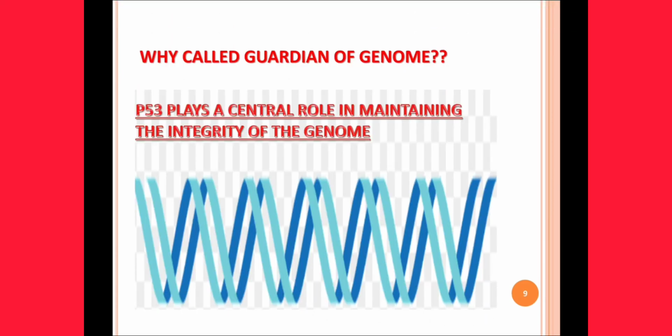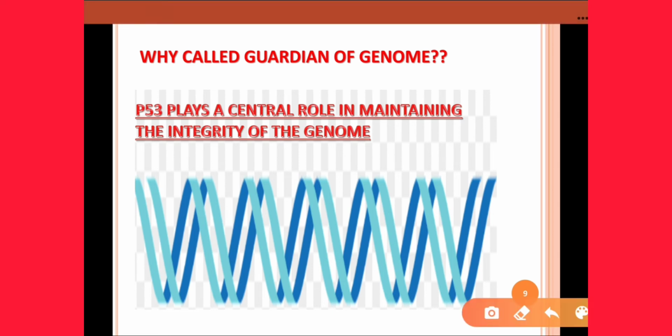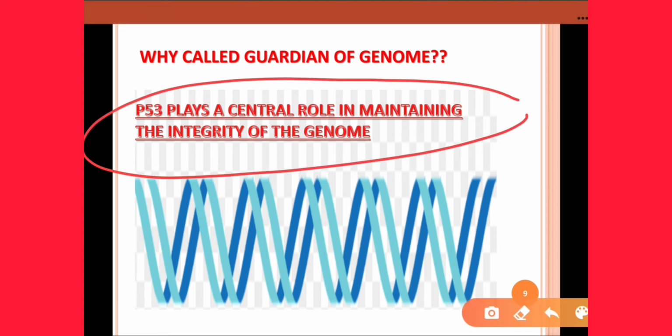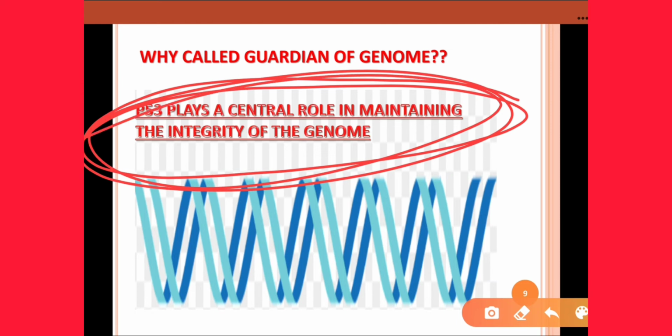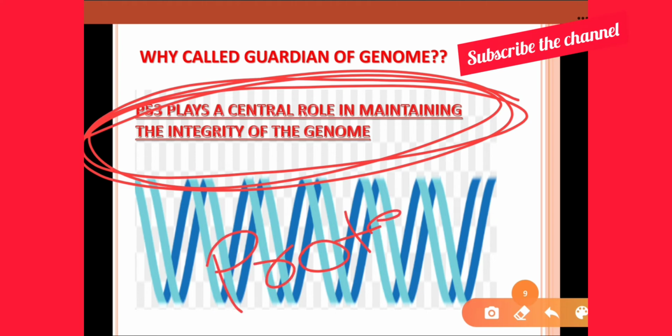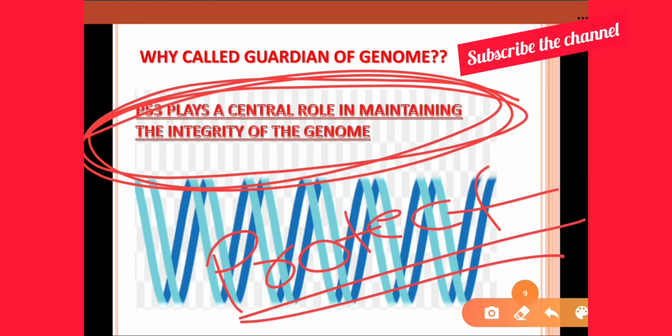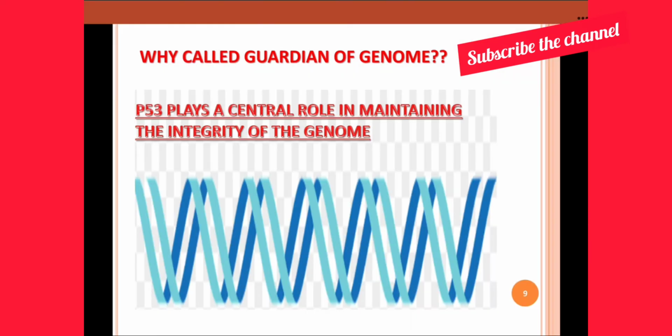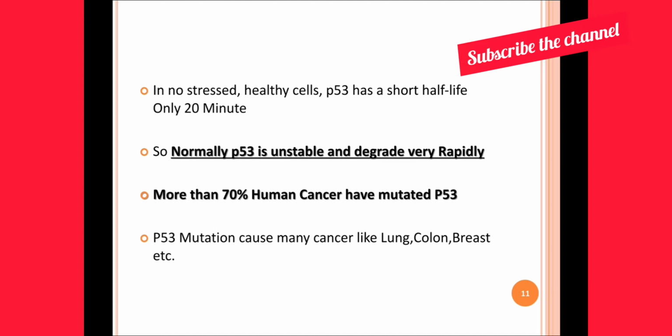So we can say that guys, P53 has the central role in maintaining the integrity of the genome. They will maintain the integrity of your genome, meaning they will not allow the damaged cell to enter into the cell cycle, and thus they will protect your genome, right? And that's why it is given one of the beautiful names, guardian of the genome, and that's why it will prevent cancer formation.